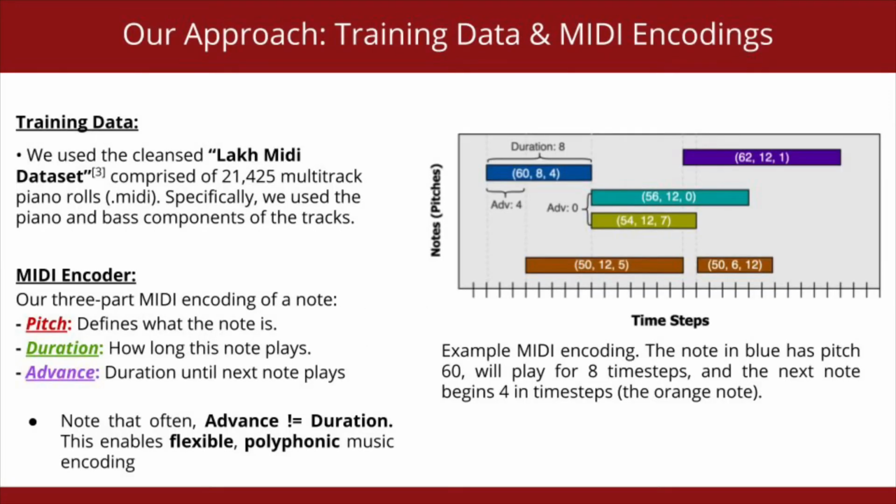To train our model, we obtained our data from the LAC MIDI dataset, where we specifically used the piano and bass track songs. To encode these MIDI tracks as input to our artificial jam session architecture, we devised a three-part encoding for these notes, where each note is composed of a pitch, which defines what the note is, a duration, which is how long the note plays for, and finally an advance value, which represents the duration until the next note plays. This is best illustrated through the diagram on the right, where the MIDIs are visualized with our encoding.